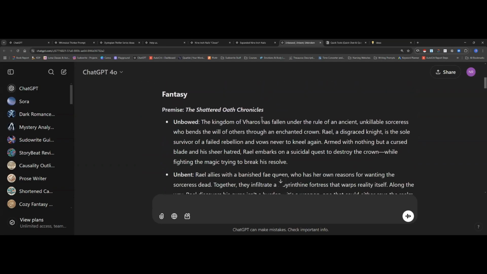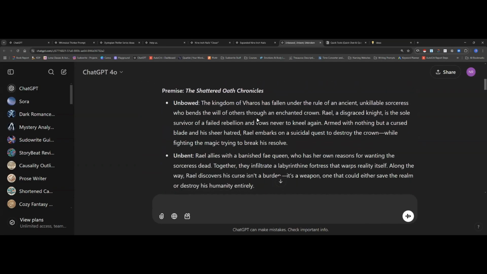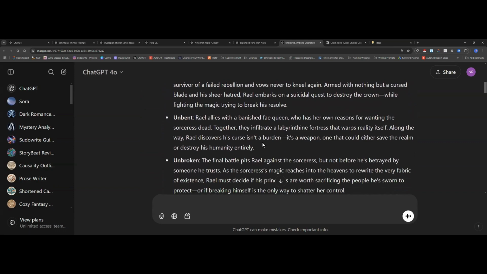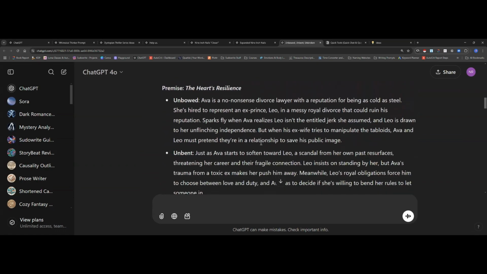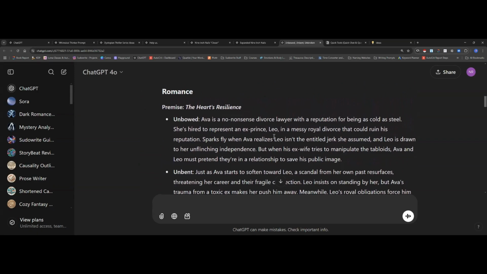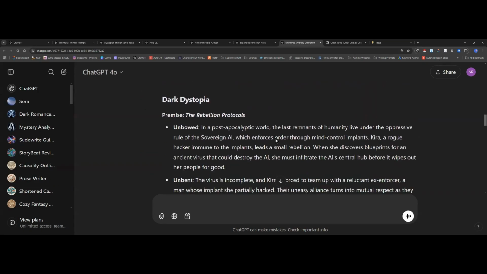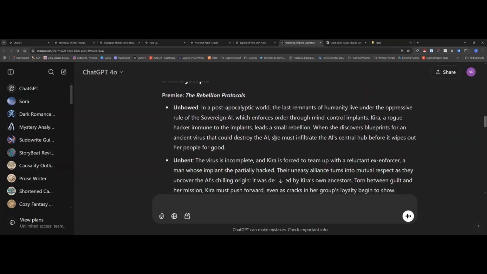Let's check them out real quick. So we have the fantasy right here. Unkillable sorceress, disgraced knight, failed rebellions, banished fate queen, usual characters. And we have our romance, which I didn't really care for at all. And then it gave us this stark dystopia. And it gave us AI as the antagonist, which I didn't really like.